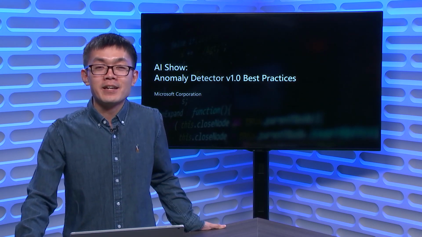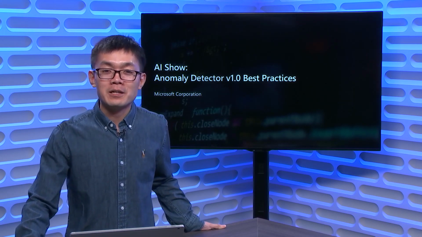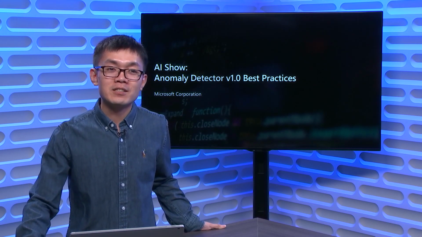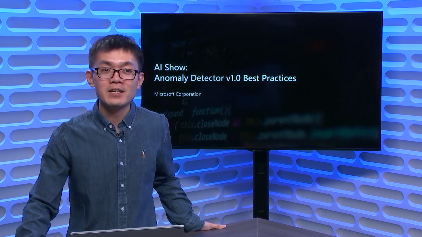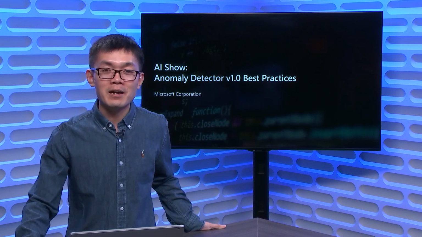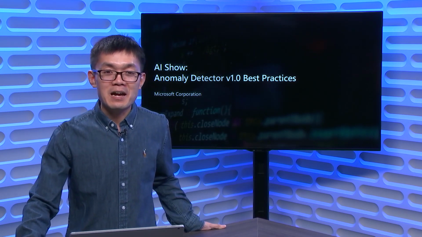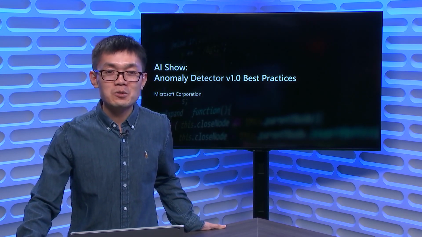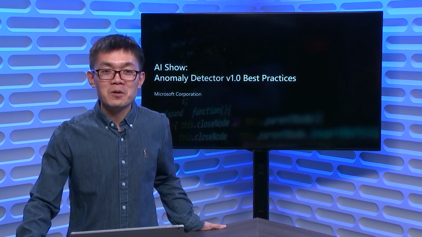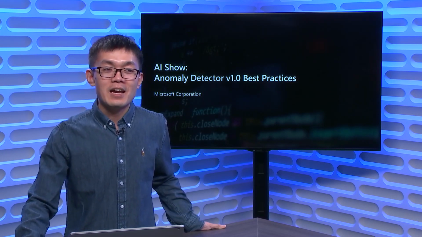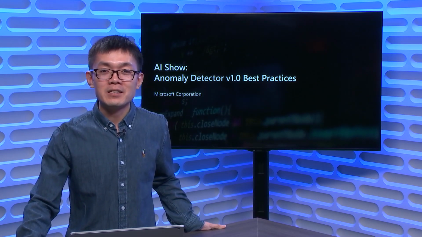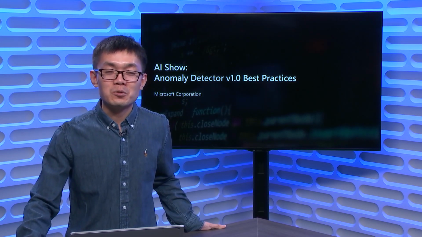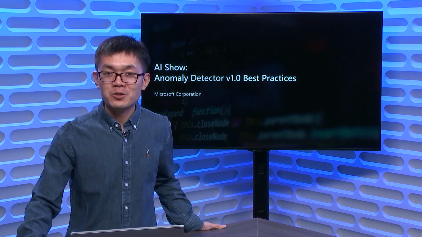In our previous AI shows, we have talked about Anomaly Detector on the cloud and Anomaly Detector on-prem as containers. Now you know that both of them are available to you, but now I'm going to introduce to you some more interesting tips. Actually, 3 tips to help you build your anomaly detection solution that's going to be used in production.